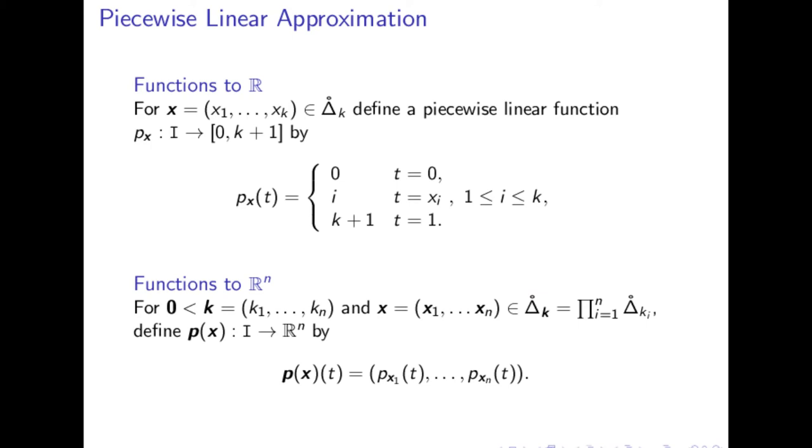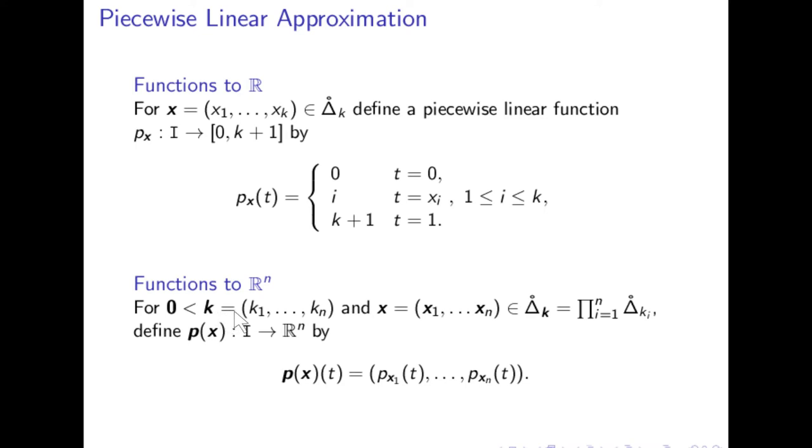Now we will need some homotopy equivalence, which will be carried out using a linear approximation. So here is a piecewise linear function that is indexed by x0, x1 to xk, which is a point in the open simplex of dimension k. It's p_x of 0 is 0, p_x of 1 is just k plus 1. So it begins at 0 and ends at k plus 1. And then exactly at the point x_i, it gets the value i, so you get some kind of piecewise linear function.